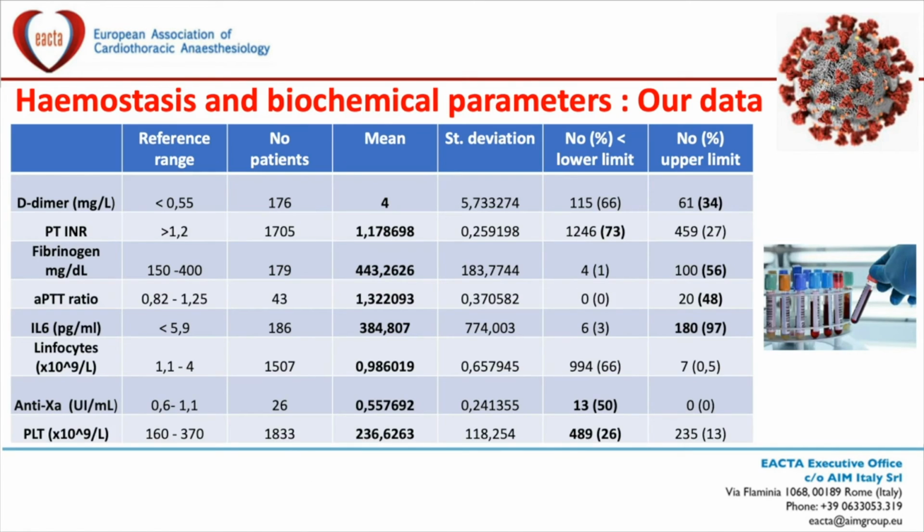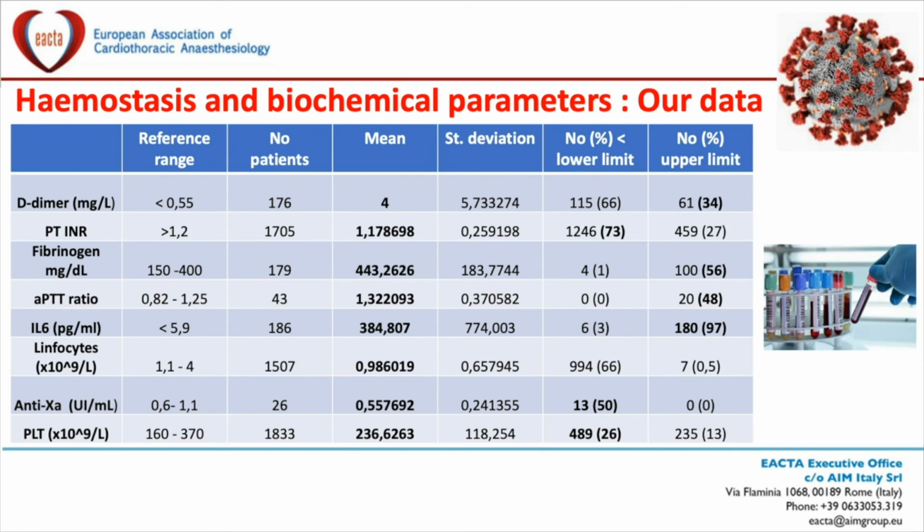And what about our ICU COVID-19 patients? We had similar findings. The mean D-dimer level was 4 mg per liter, and 34% of patients had a D-dimer over the upper limit of the reference range. The mean INR we found was 1.17, with 73% of patients having INR under the upper limit. The mean APTT ratio was 1.3, and the mean fibrinogen level was over the reference range, 443 mg per deciliter.